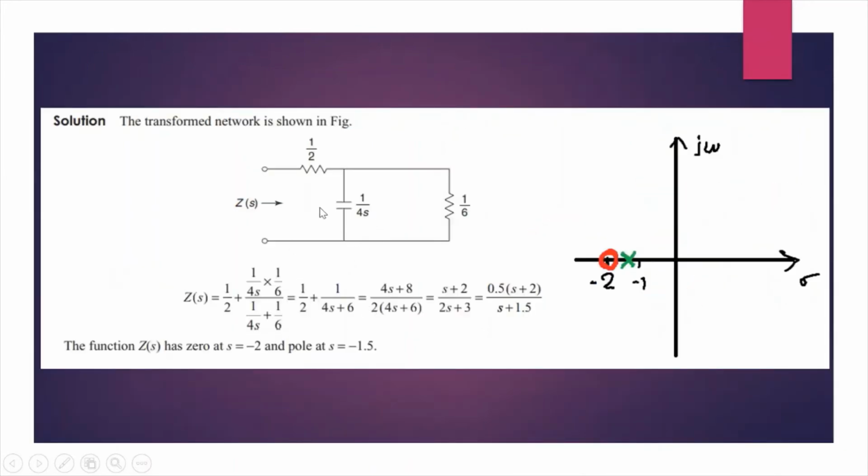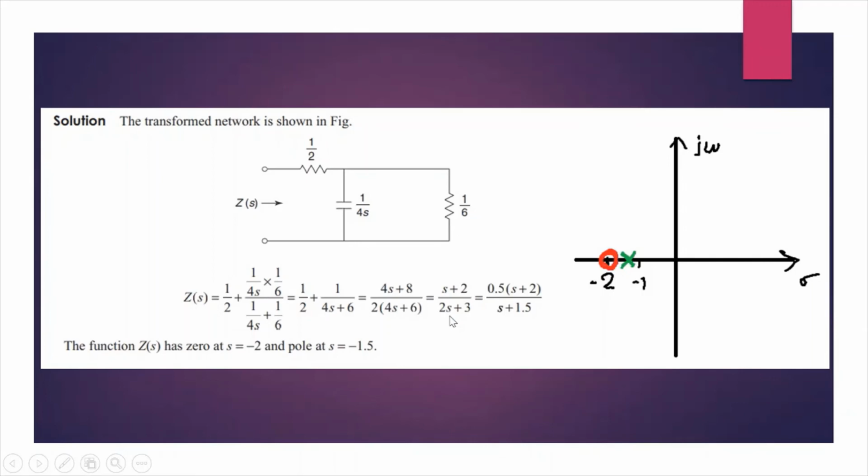So this is the S domain, 1 by Cs for a capacitor, and the resistance value will remain the same, that is 1 by 2 and 1 by 6. These two are in parallel. So this is how you calculate the impedance value of parallel resistances, and then 1 by 2 is in series with this whole network. So you have to add that, and finally we'll get the final impedance like this. You just have to simplify it.